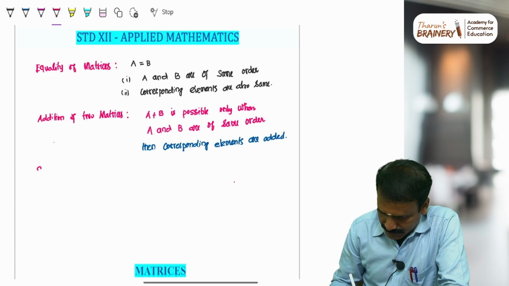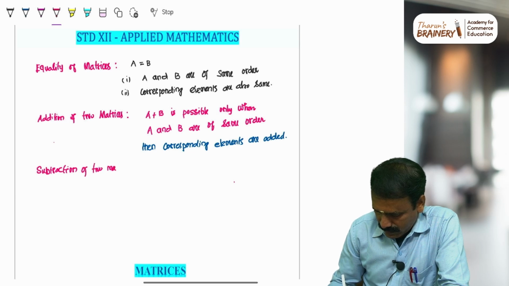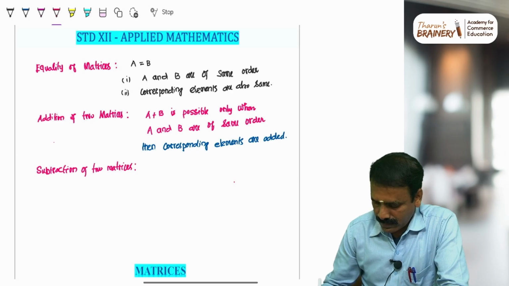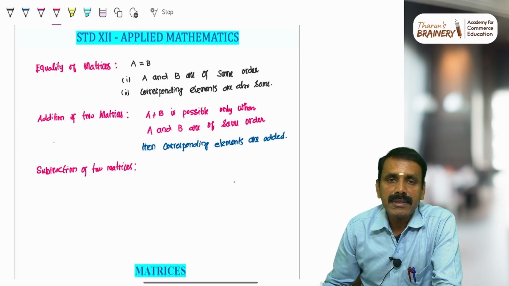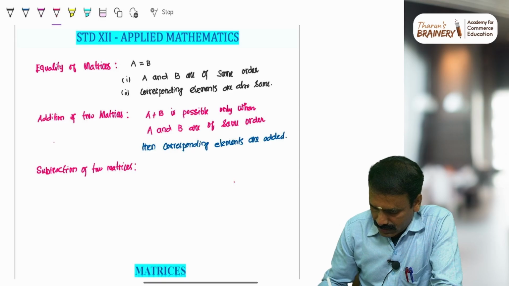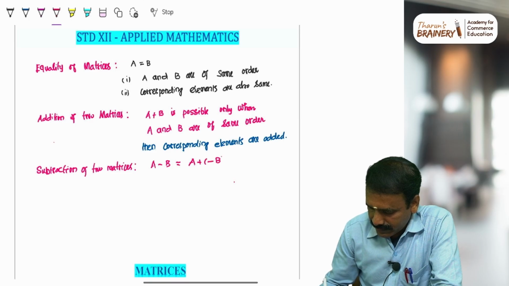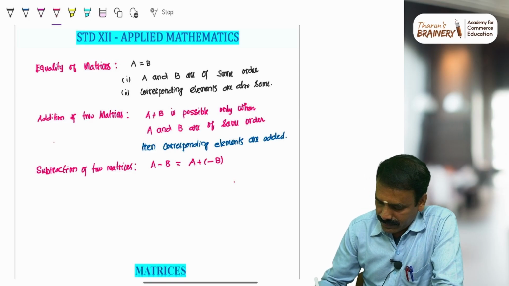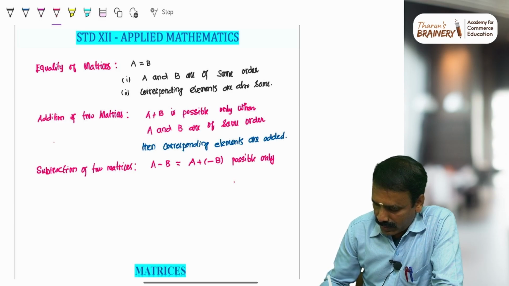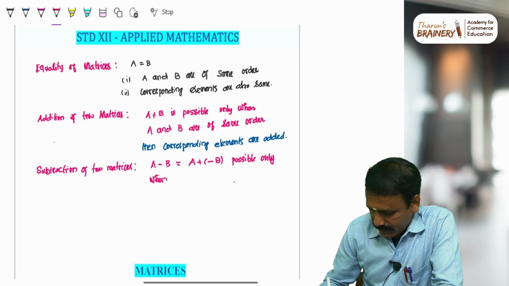Subtraction of two matrices. That is, a matrix B can be subtracted from A. It is denoted by A minus B. That is nothing but A added with the negative matrix of B. And this is also possible only when A and B are of the same order.